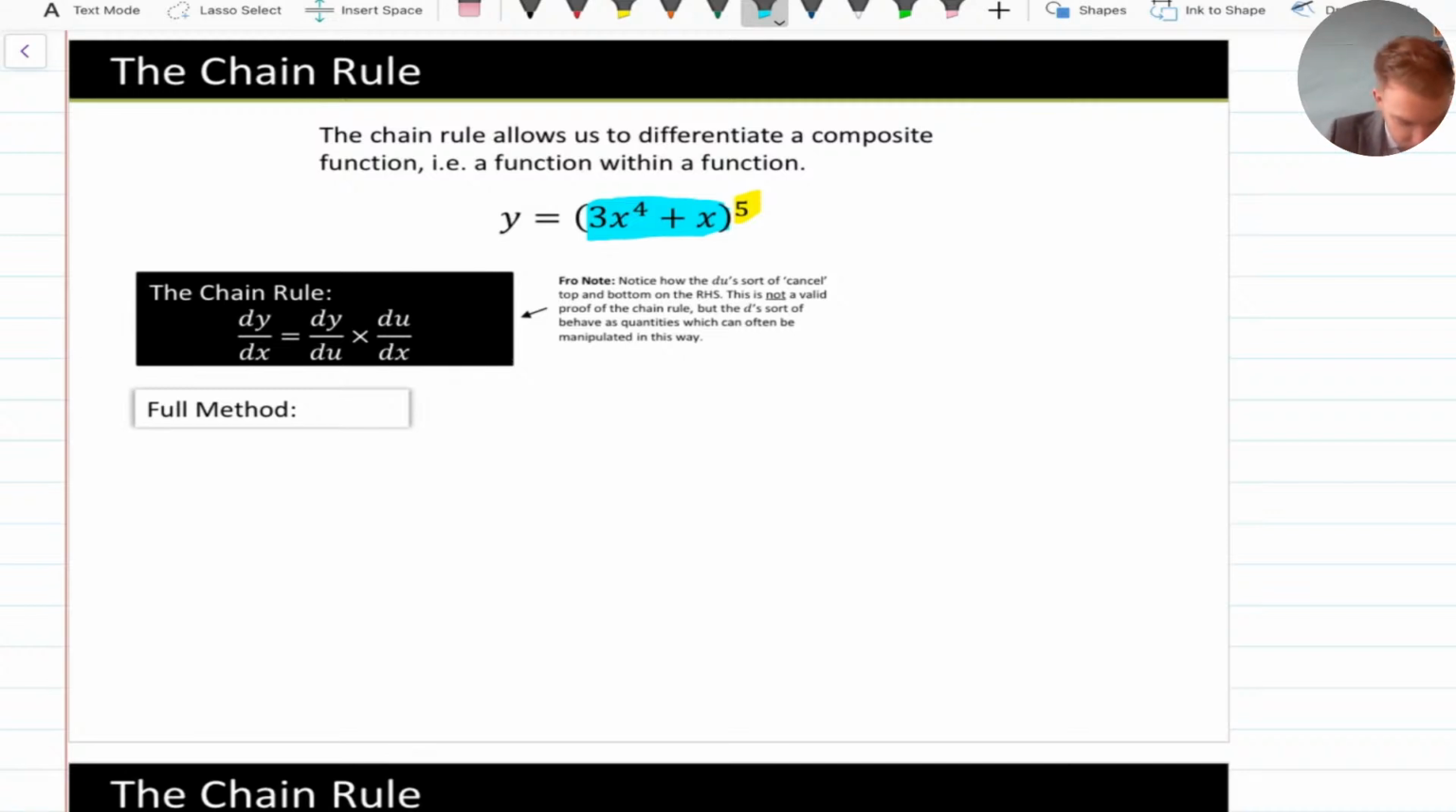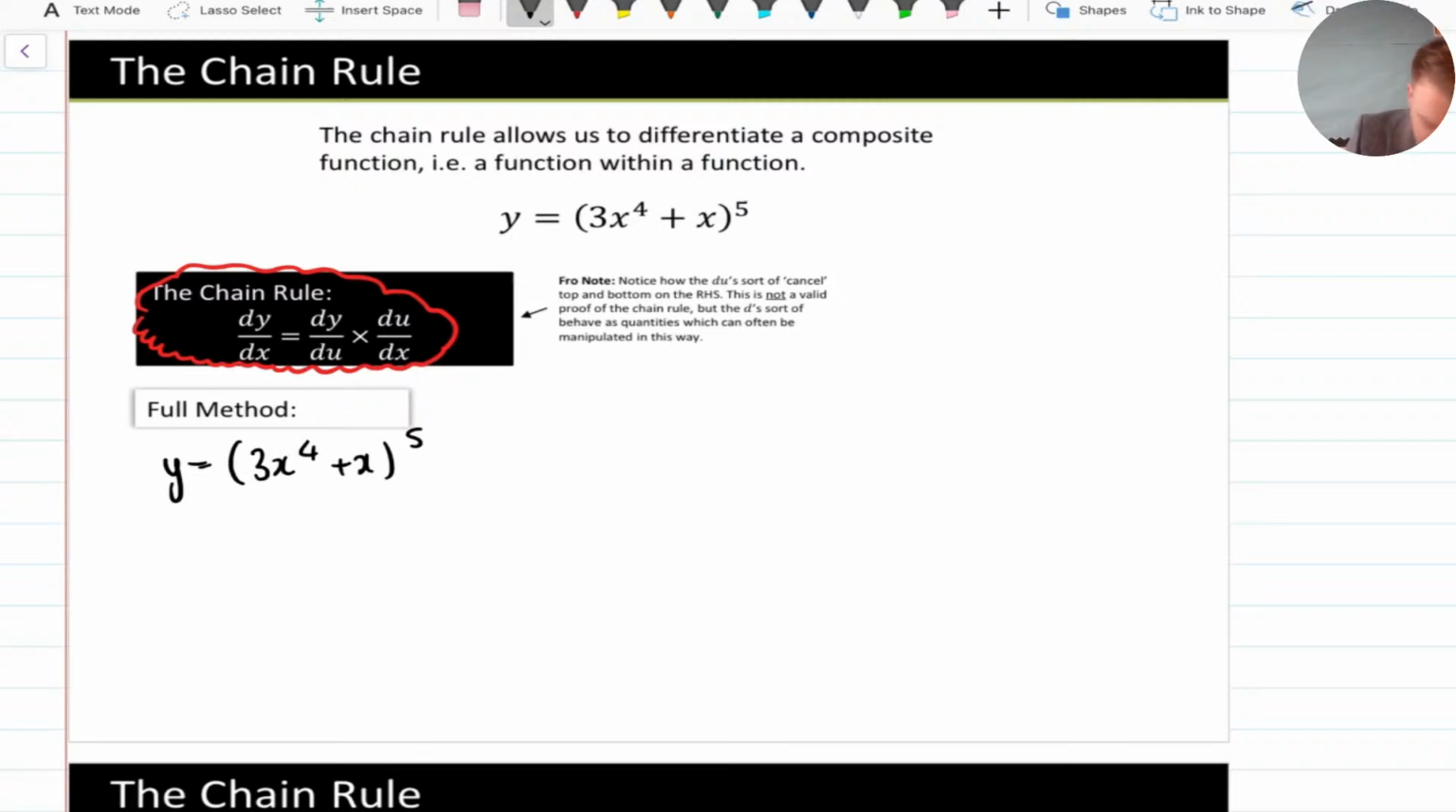So when we do this, we need to differentiate the outermost layer using what we know, first of all, and then differentiate the innermost layer and multiply by that. And this is what's called the chain rule. So dy by dx is dy by du times du by dx. Now, don't worry too much about that. The best way to think about it is about those layers, starting at the outermost layer and working our way in. So here we've got y is equal to bracket 3x to the power of 4 plus x all to the power of 5.